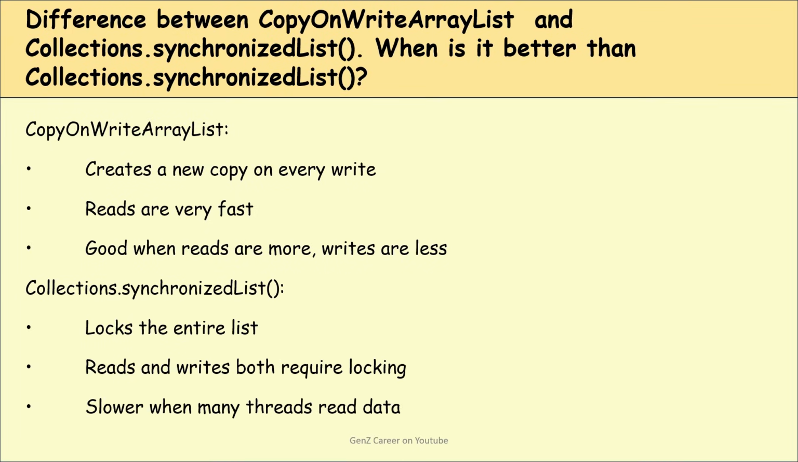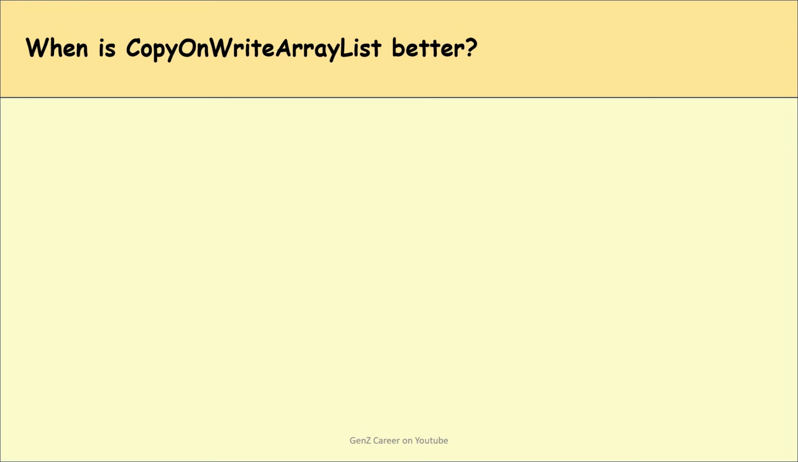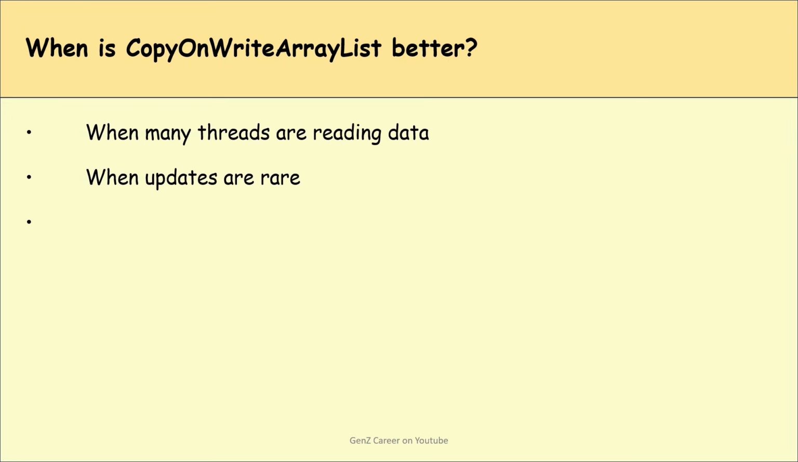Next question is, when is CopyOnWriteArrayList better? When many threads are reading data, when updates are rare, when safe iteration without locking is needed.